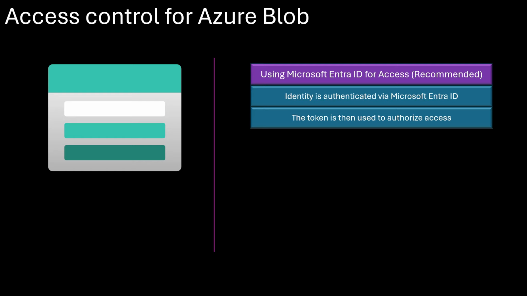to manage access. When a user, group, or application's service principal requests access to blob data, their identity is authenticated via Microsoft Entra ID, which provides an OAuth 2.0 access token. And the token is then used to authorize access to the requested blob resource. This method is preferred because it eliminates the need to store account access keys in your applications, which makes it more secure and easier to manage.